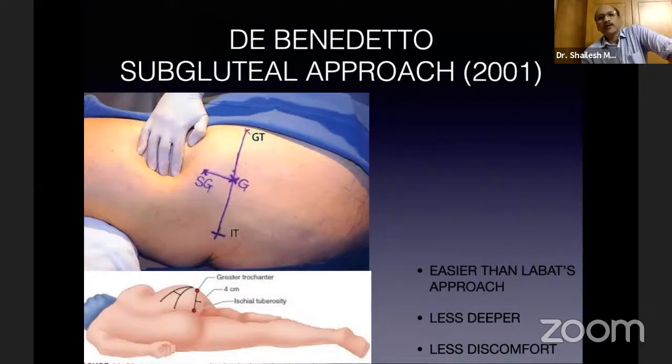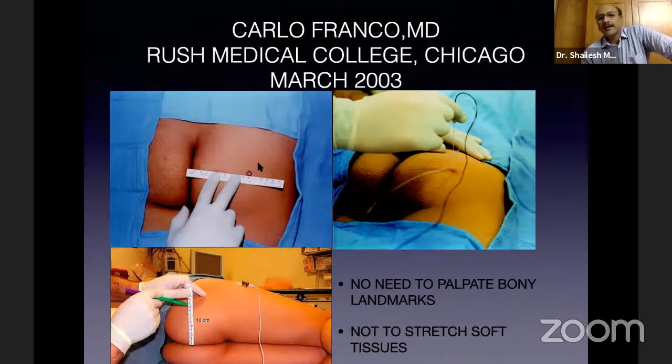Then there is one Carlo Franco from Rush Medical College. He described one approach where you need not feel any landmarks. And this is especially good in obese patients. I have done this and it works sometimes. Now, of course, with ultrasound which is available, you can easily give these blocks. But when ultrasound was not available and the patient is very obese, you can't feel any landmarks. What you have to do is, from the midpoint of the intergluteal crease, draw a line. Hold the ruler here and go 10 centimeters laterally. At this point, you go perpendicular to the skin and check for the motor response. So there is no need to feel any bony landmark and no need to stretch the soft tissue.